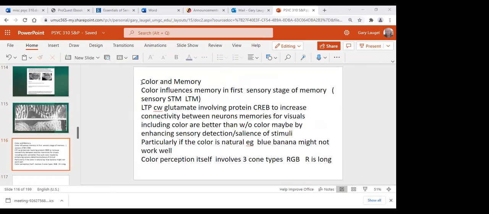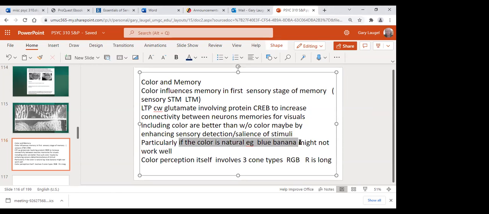And your textbook talks about, well, gee whiz, it may have something to do with the neurotransmitter glutamate, because that involves a process called long-term potentiation. Now, we have to see. Incidentally, it works particularly if the color is natural. In other words, the color of a blue banana might not work well because it's contrary to our archetype or our expectations of banana colors, which are generally yellow or maybe some are orange.